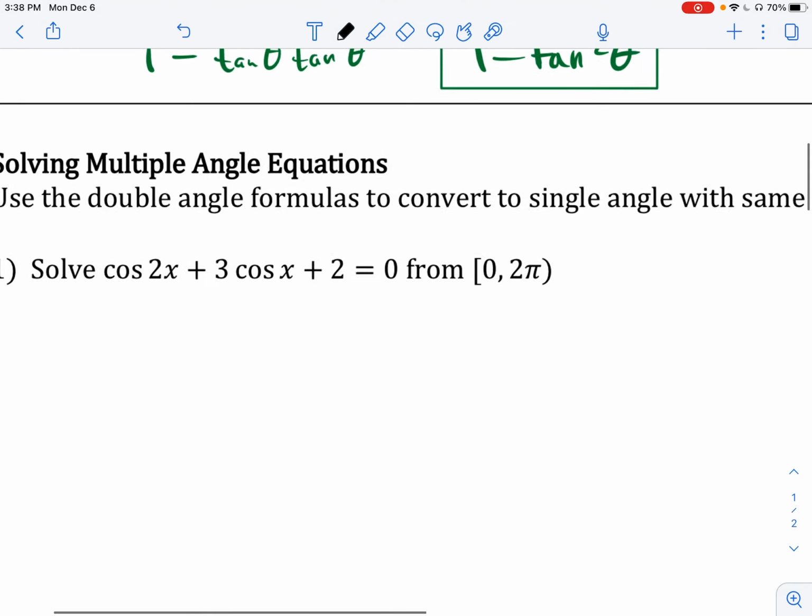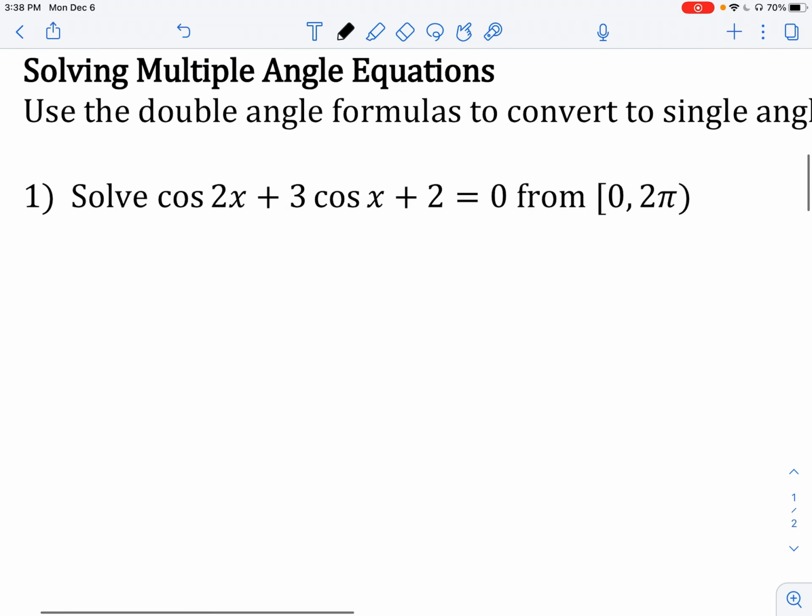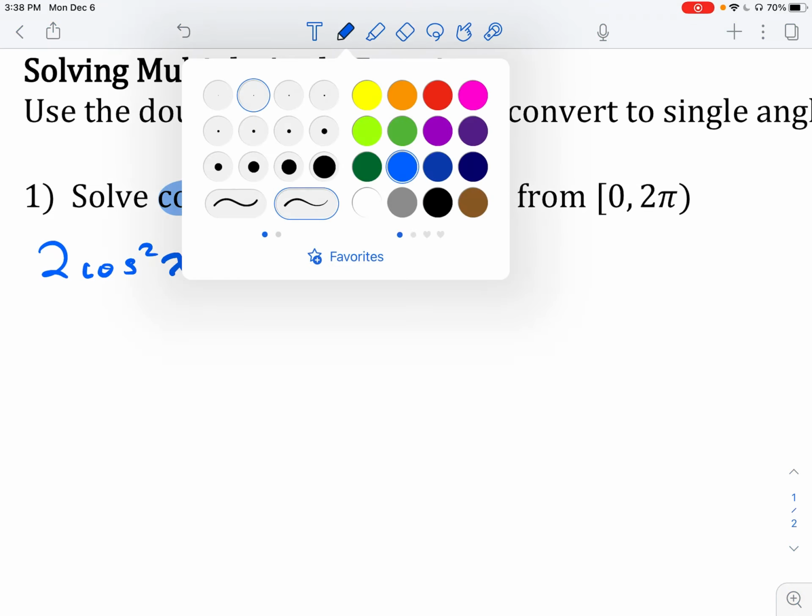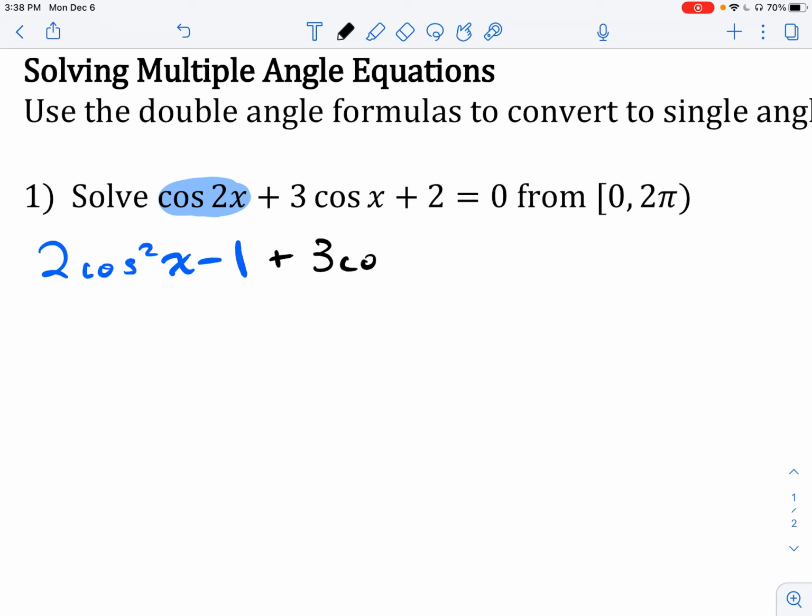Let's start by solving an equation here. We're going to rewrite cosine of 2x using the double angle formula. If you recall, there are three different options that we had here with cosine of 2x. What would make the most sense here? Hopefully we see that cosine of 2x can be rewritten as 2 cosine squared x minus 1. Can we see why that would make the most sense? The rest of the equation is written in terms of cosine, so it makes the most sense to rewrite cosine of 2x strictly using cosine.